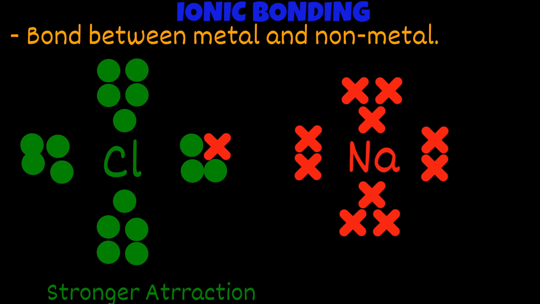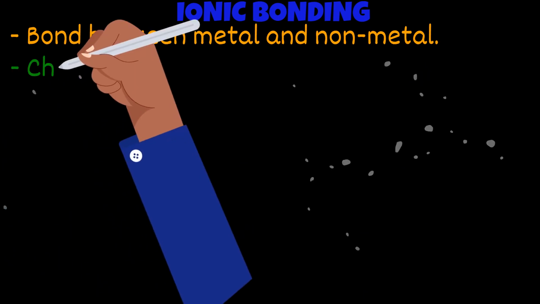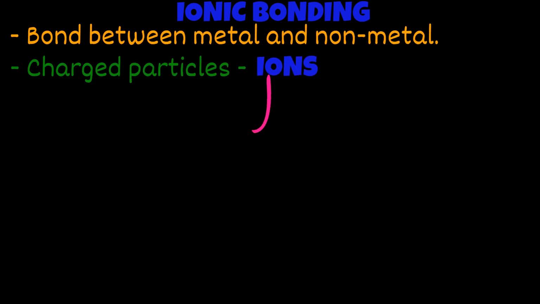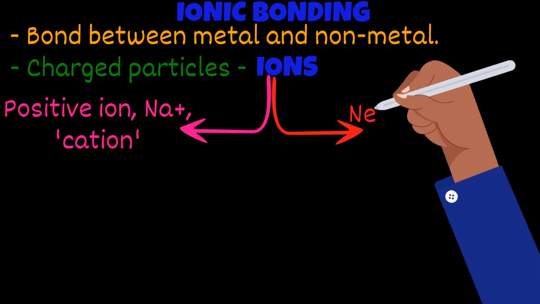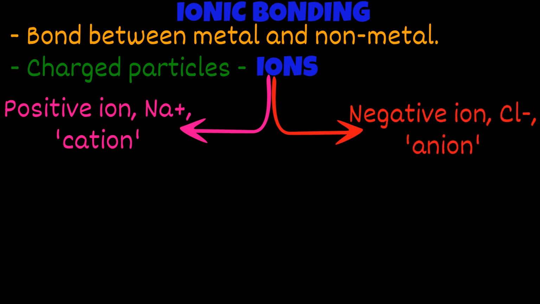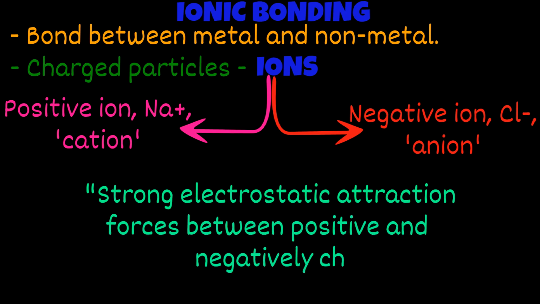atom. Since electrons have a negative charge, something that gains electrons would also have a negative charge, and something that loses electrons would have a positive charge. This would mean that chlorine would become negatively charged and sodium positively charged. These charged particles are called ions. A positive ion such as sodium is called a cation, and a negative ion like chlorine is called an anion. So ionic bonding is basically a strong electrostatic attraction force between positive and negative ions.